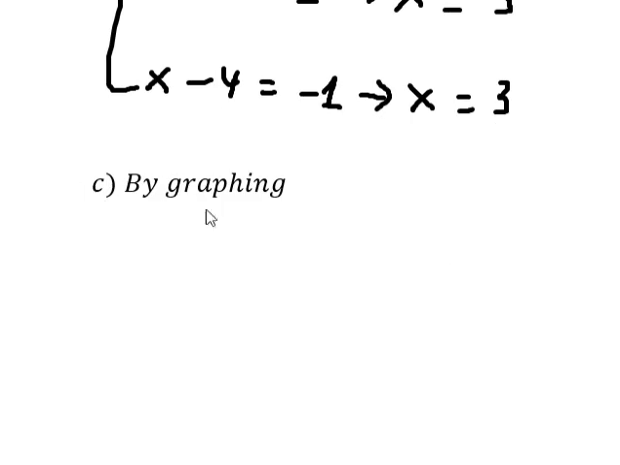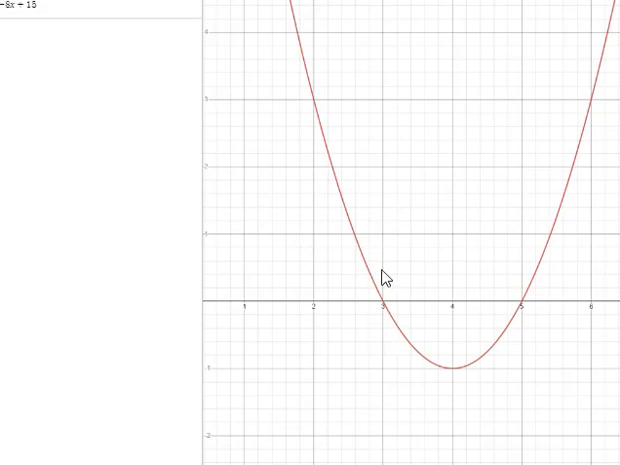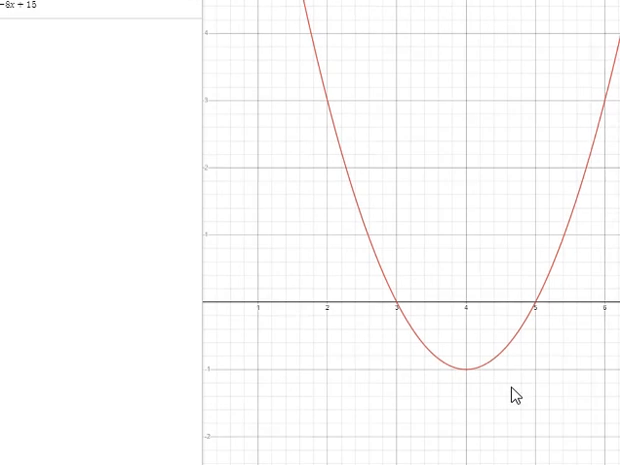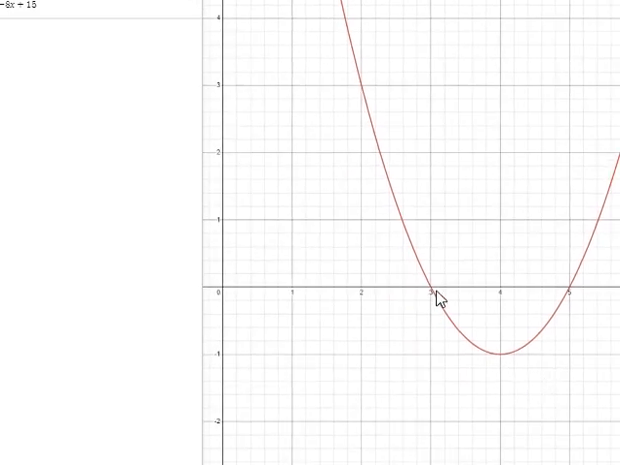By graphing, so here is the graph. We can see that the solution of this one is number 3 and number 5 in here.